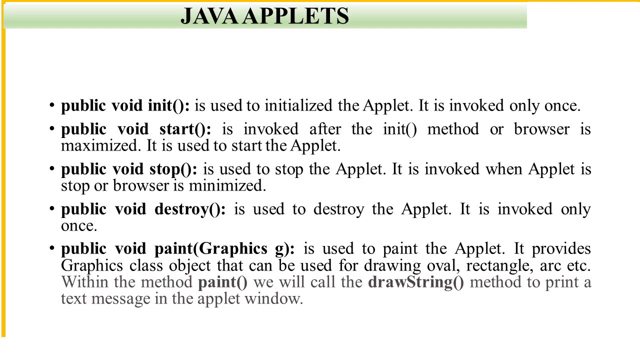Stop is used to stop the applet. It is invoked when the applet is stopped or the browser is minimized. Destroy is used to destroy the applet. It is invoked only once.